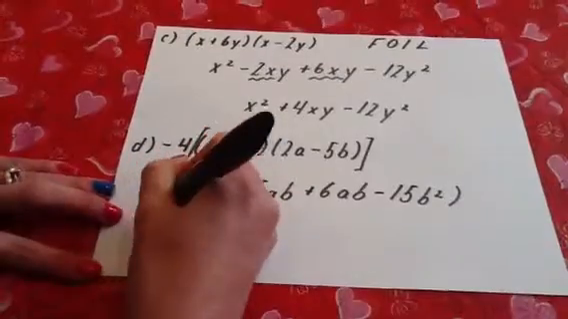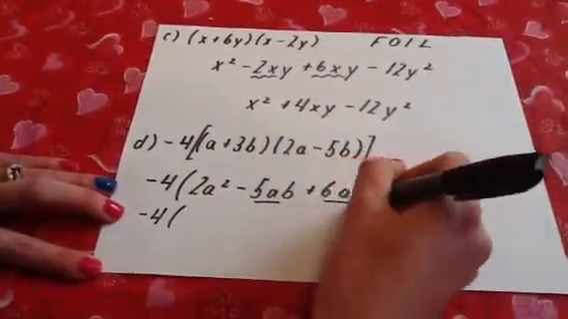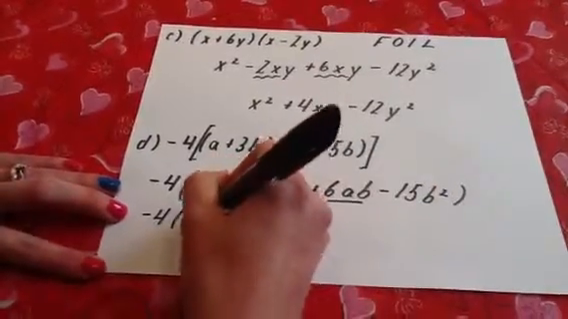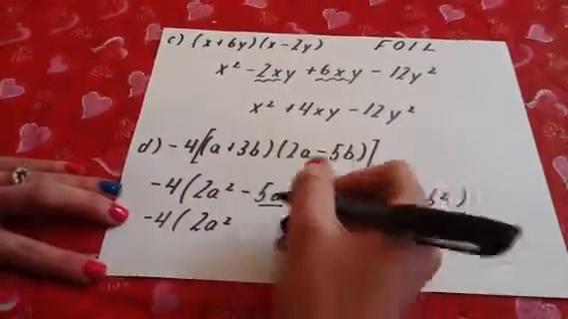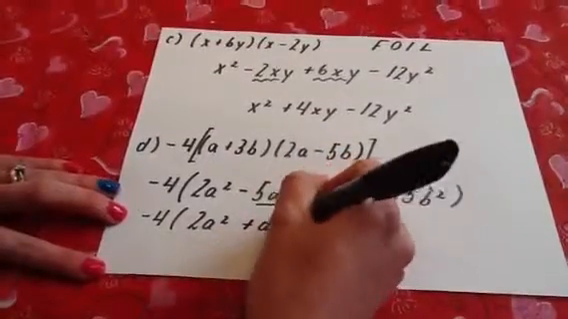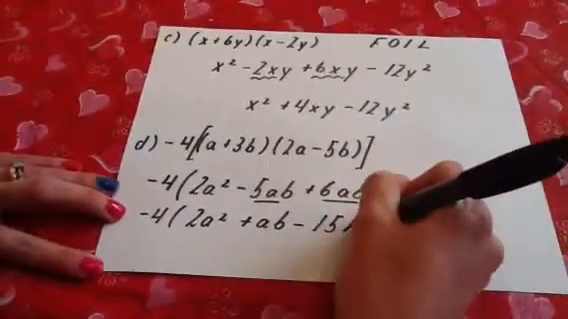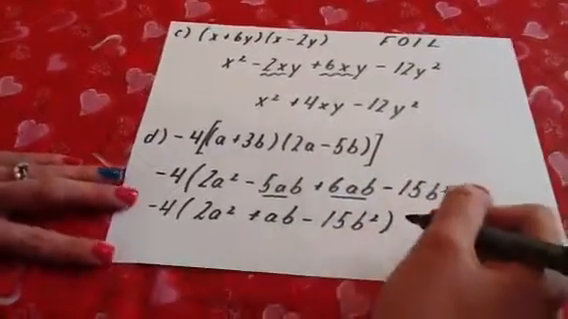Okay, before we distribute the negative 4, we'll check if we have like terms. So we have this one and this one, the ABs. So 2a squared. Negative 5 plus 6 is just a 1, so we don't really actually need to write it. And minus 15b squared.